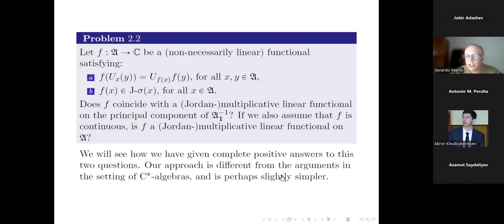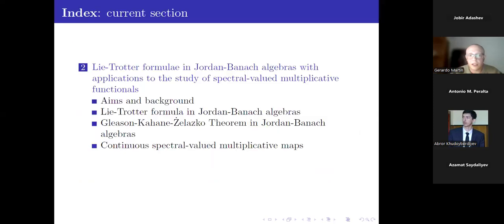And we will see how we have gained a complete positive answer to this problem, and our approach is slightly different from the arguments applied in the setting of C-star algebras, and perhaps slightly simpler. And the first part is about the Lie-Trotter formula.